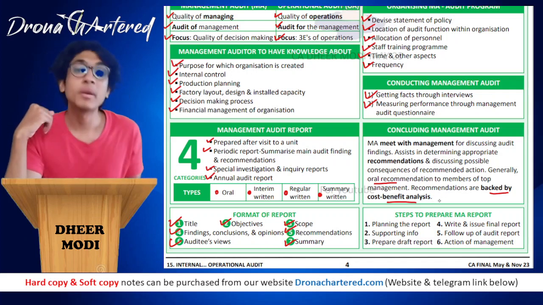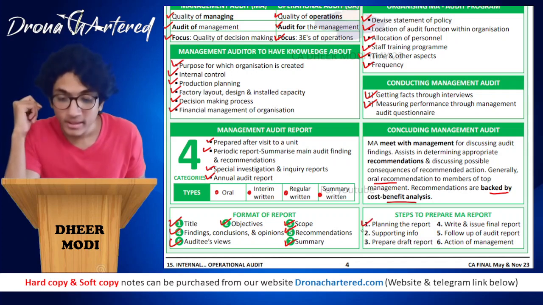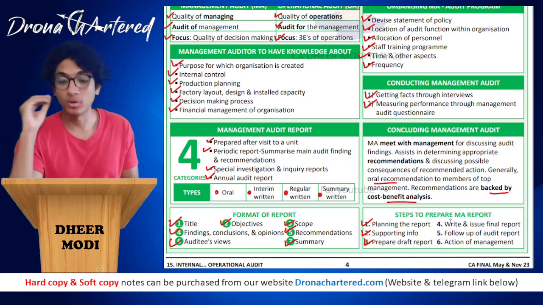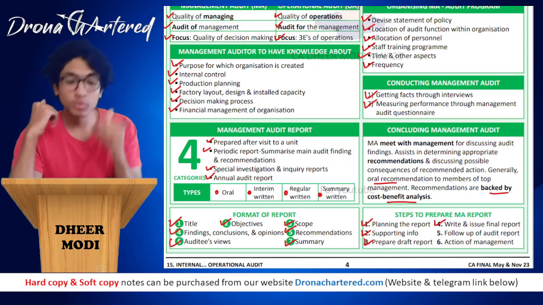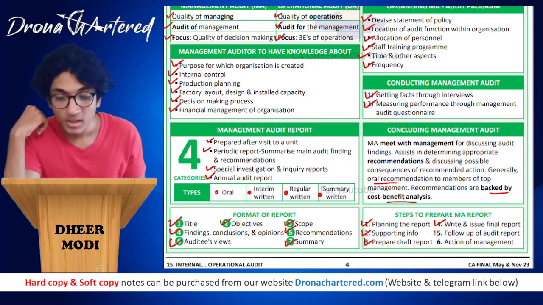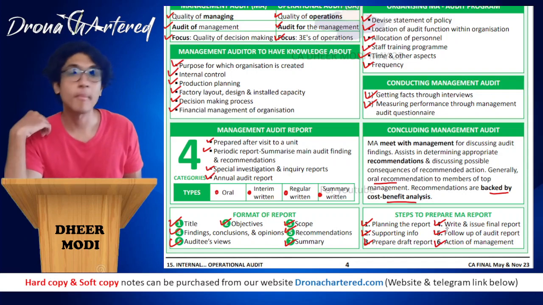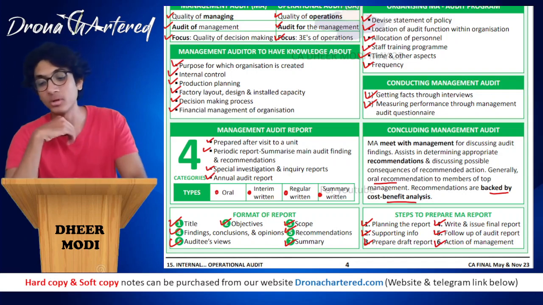Then steps to prepare your management audit report. First is plan the report. Second is supporting information. Third is prepare draft report. Fourth is write and issue your final report. Of course, after the draft report only you will get a final report. Then next is follow up of audit report, and last is action of management. So these are your 6 steps to make a management audit report.